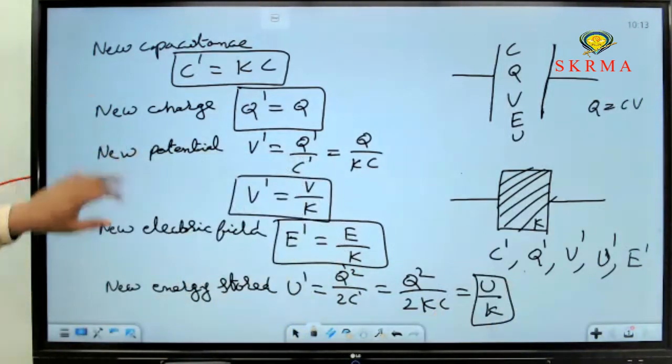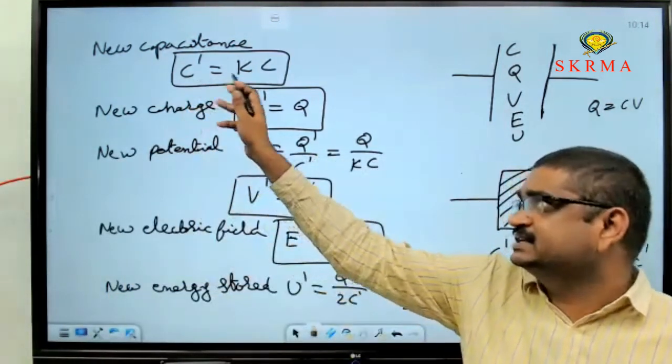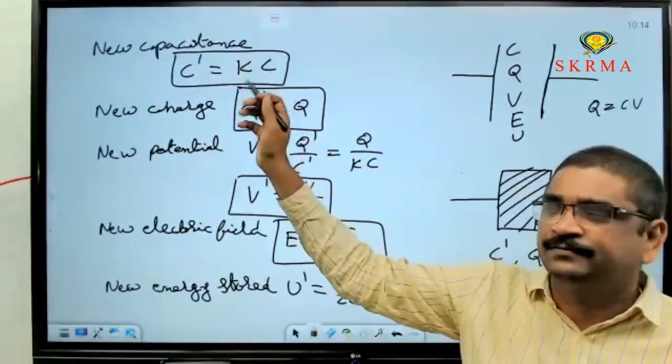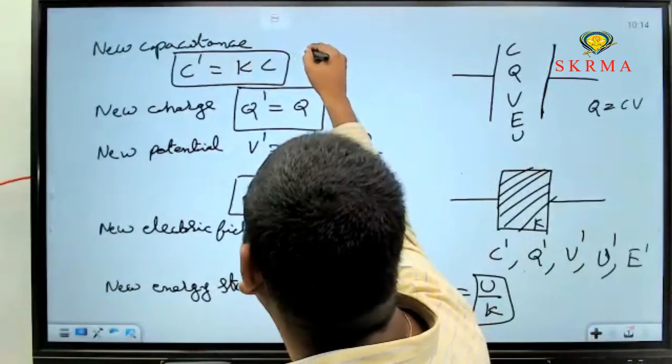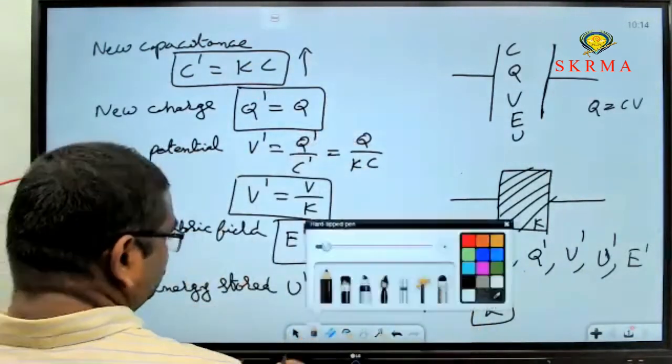So these are the equations. Now conclude whether it is increasing or decreasing. Capacitance is going to increase or decrease from this equation? K into C, a multiple of some number. K is nothing but a positive number. So capacitance is going to increase.